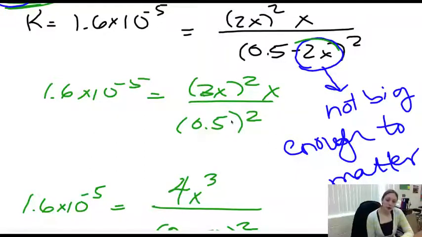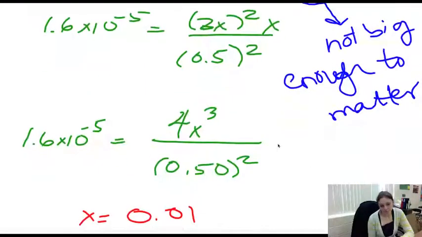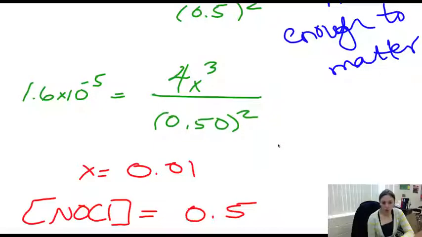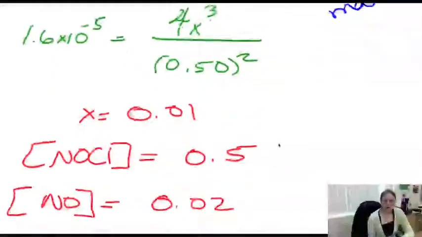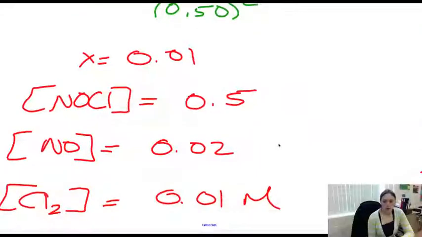So we then just get rid of it totally, leave it as 0.5, square my 0.5, and then solve for your x. So when I solve for my x, I'm going to get 0.01. Notice how that's not very much compared to 0.5. So I then subtract and figure out my equilibrium concentrations for each one, and we get 0.5 for the original NOCl. That one's not going to change. And then 2 times x, and then x for the two other concentrations.